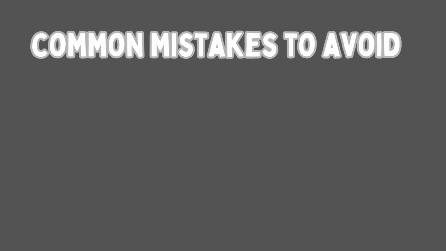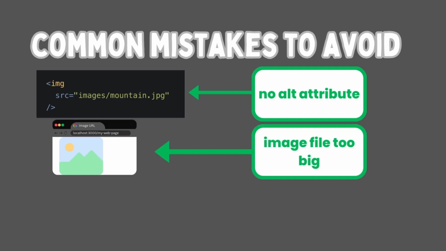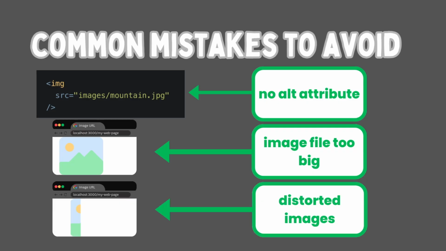Common mistakes to avoid. Forgetting the alt attribute. It's essential for accessibility and good practice. Using huge image files. Always use optimized, compressed images to keep your web page fast. Distorting images by setting the width and height without keeping proportions.